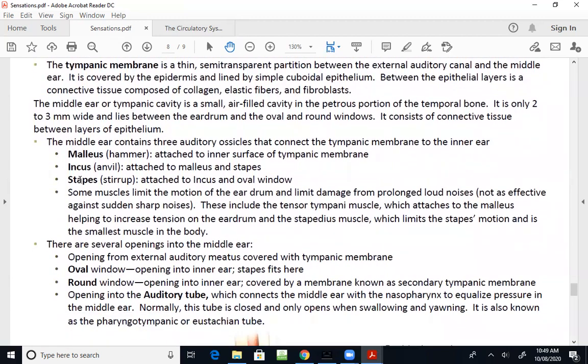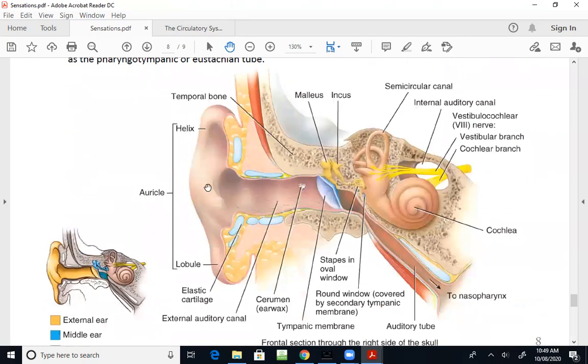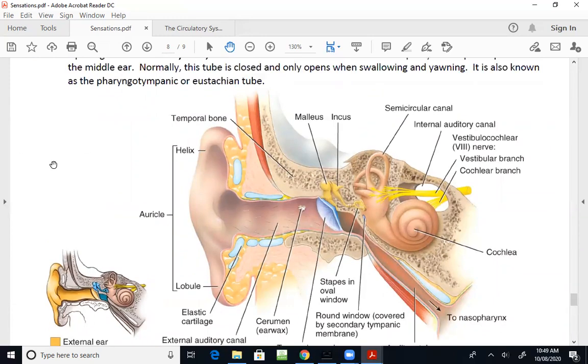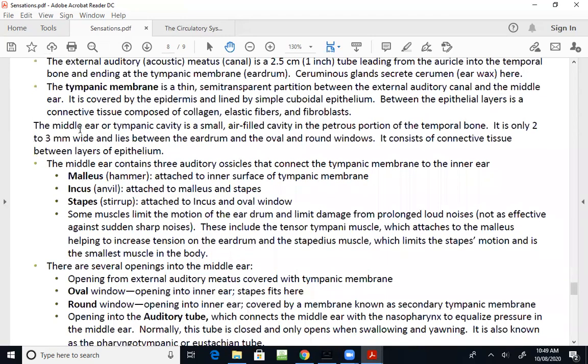Tympanic membrane, as I mentioned, is a fancy term for your eardrum, a thin, semi-transparent partition between the auditory canal and the middle ear, covered by the epidermis outside, lined on the inside by a simple cuboidal epithelium. Between the layers is connective tissue with collagen, elastic fibers, and fibroblasts. We can't see any of that in the illustration, but I promise you they're there. So sound waves cause this to rattle, which then transmits the vibrations to our 3 ear bones found within the middle ear.